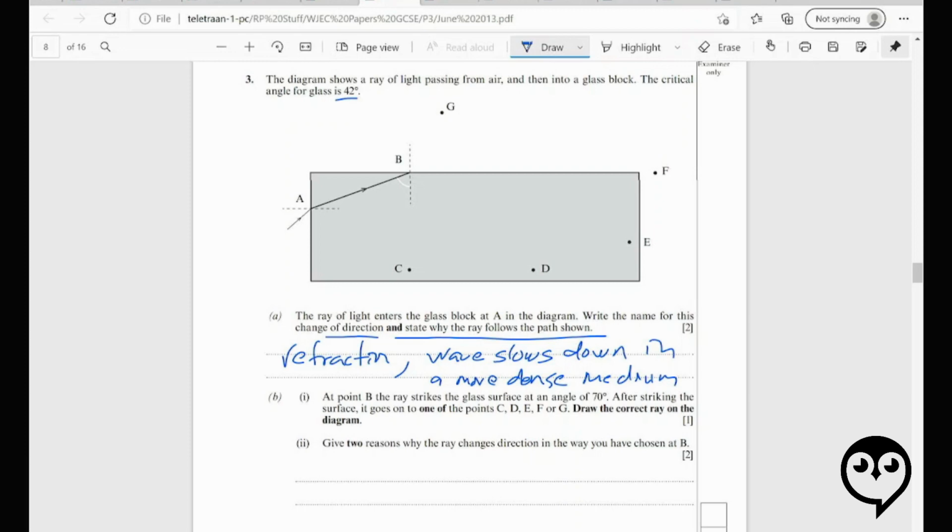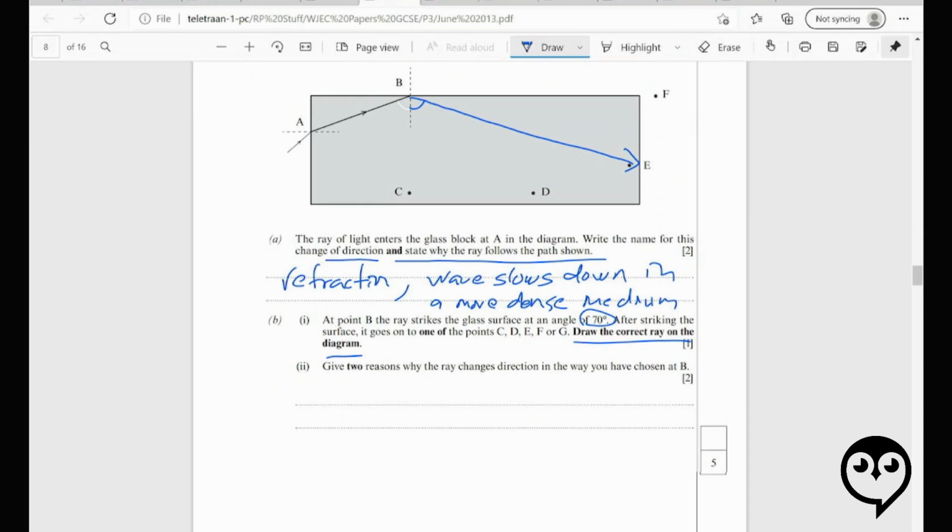Okay, they want us to draw on here the correct ray. Well, you know it's going to hit at 70 degrees. That's above 42, so it's above the critical angle, and it looks to me like you're going to get a nice reflection out to E there. Give 2 reasons why. Okay, well, we're going from the optically dense medium into the air, which is less optically dense. Write that out. And the angle of incidence is above the critical angle. Write that out in words.